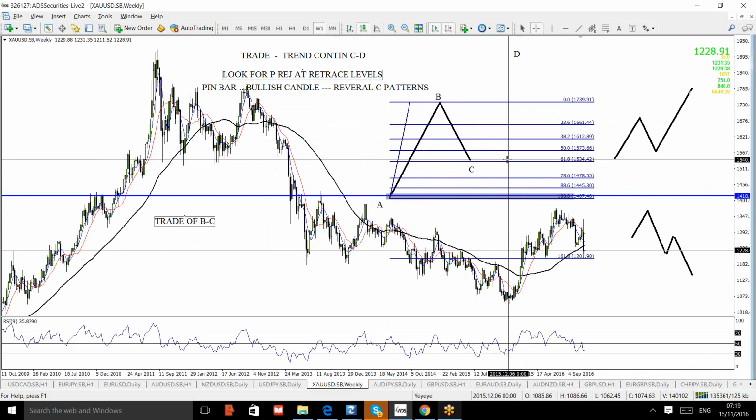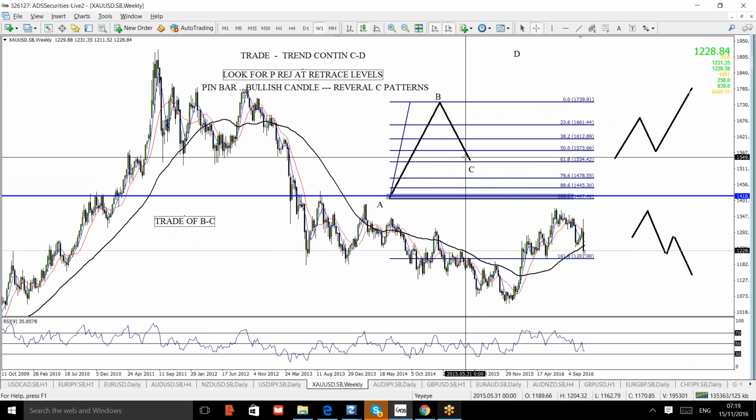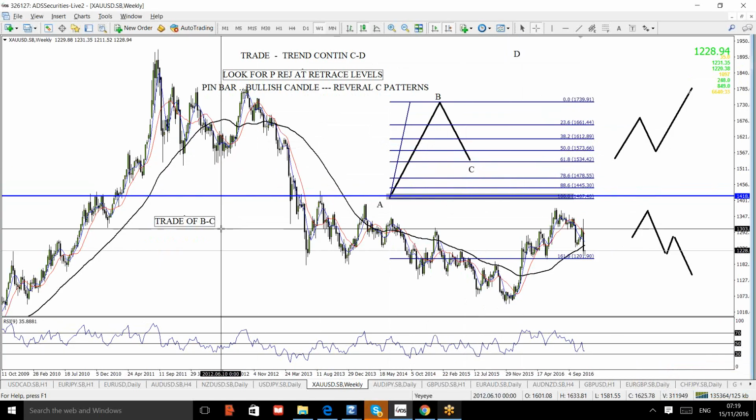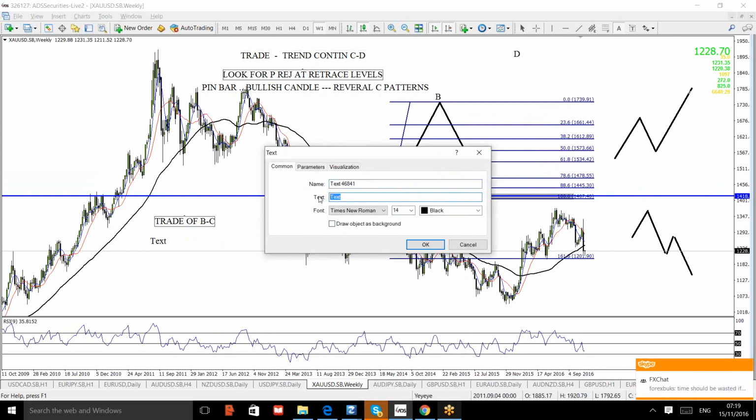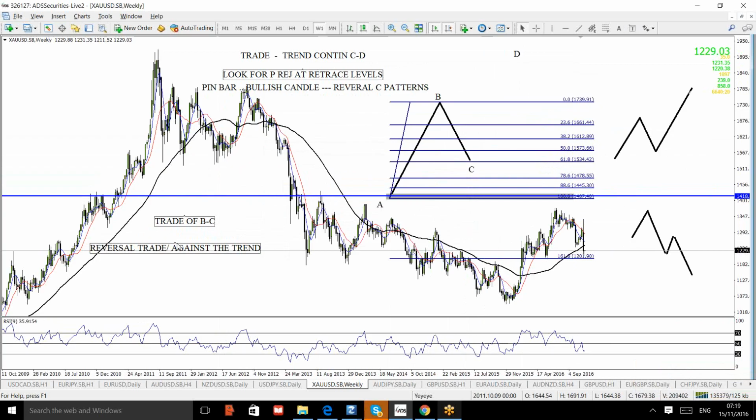Everybody's with me on this so far? Say yes, everybody's with me then. So BC is what? It's impulse, it's a reversal trade, guys, against the trend. Agreed? We agree on this, right? And remember, it is a risky trade. It is always a risky trade. Counter trade, counter trend trade, exactly. Whatever, reversal trade, whatever you want to say.